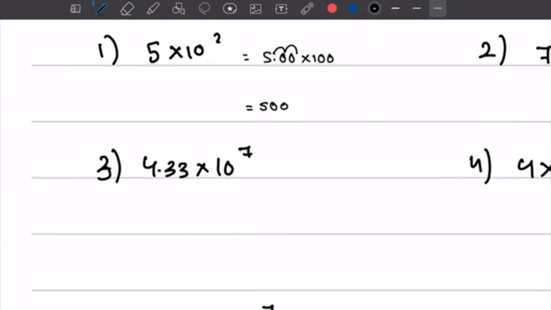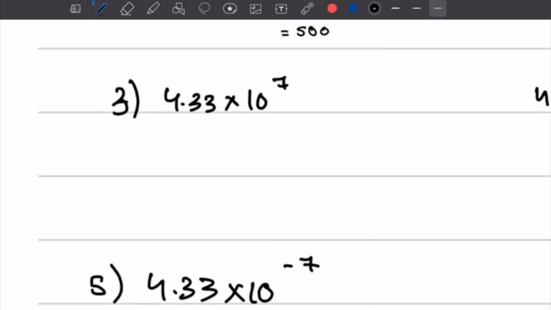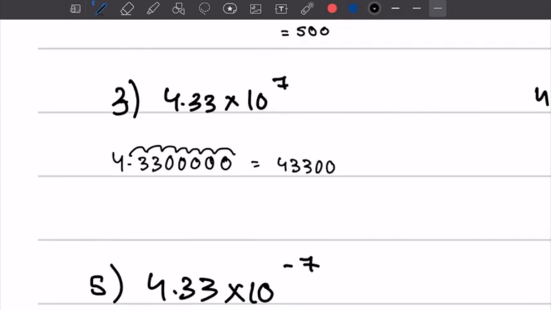4.33 times 10 to the 7. This is going to be a big number. Okay. So you have 4.3300000. So now you're moving it 7 decimal points away. So you have 1, 2, 3, 4, 5, 6, 7. Just to make sure we have 7. That is 43 million actually. So you have 1, 2, 3, 4, 5 zeros.